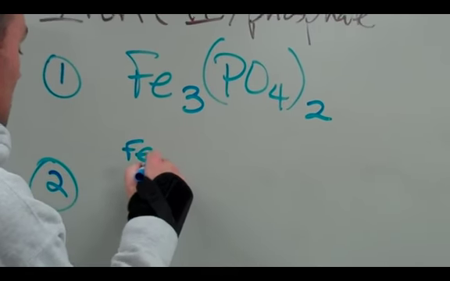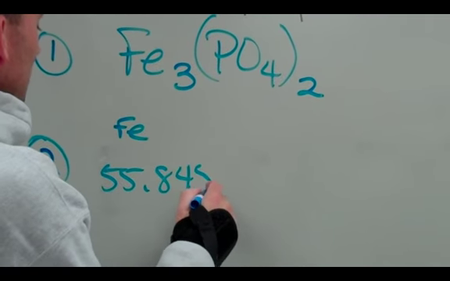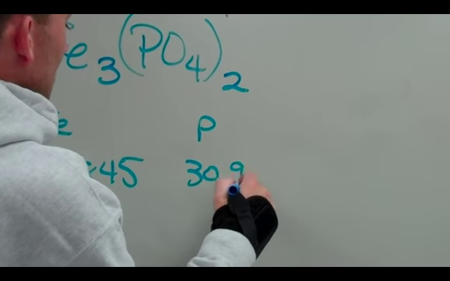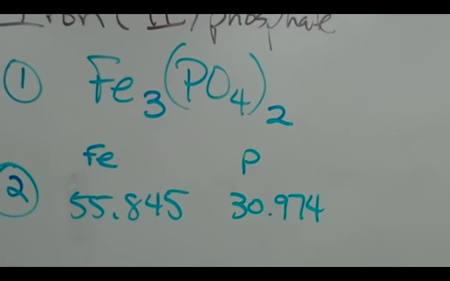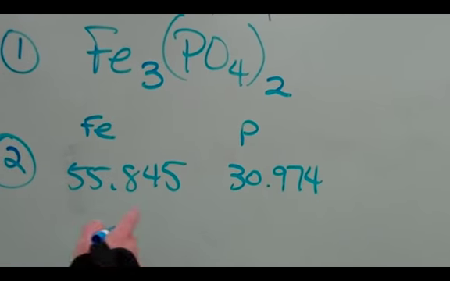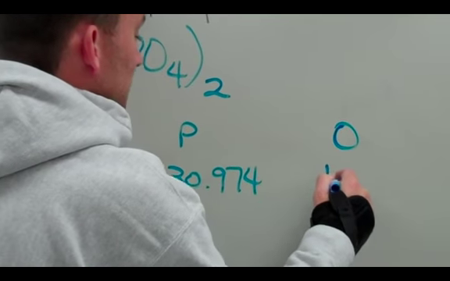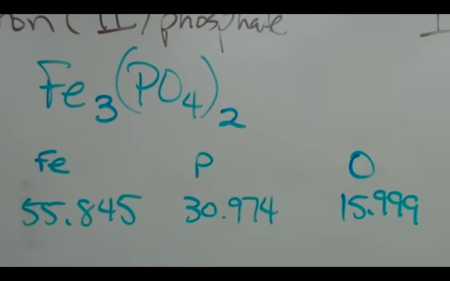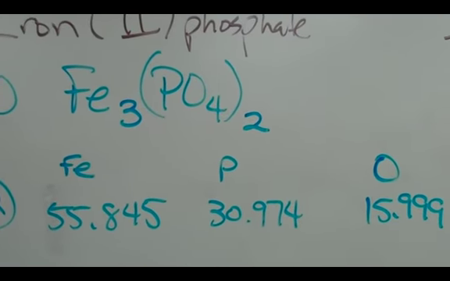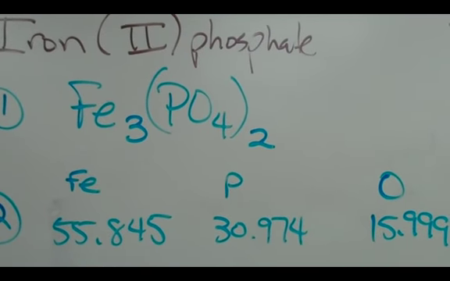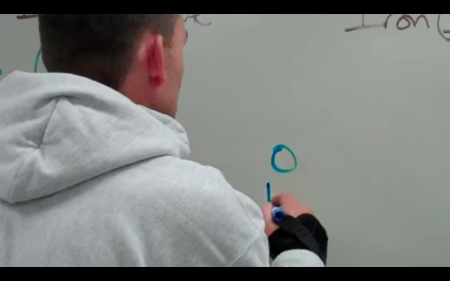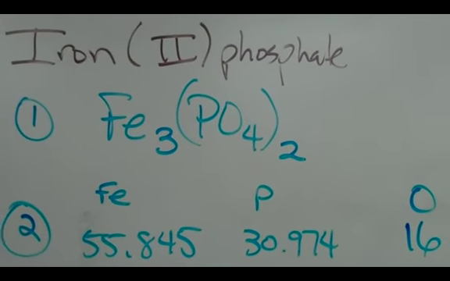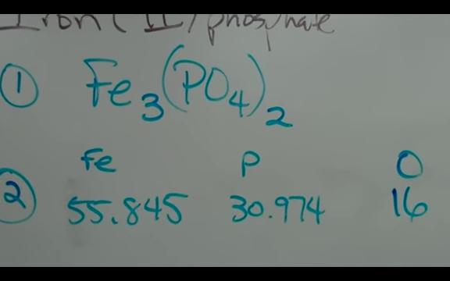Iron is 55.845. Phosphorus is 30.974. And oxygen is going to be 15.999. We will use oxygen in almost every molecule or formula that we write, so typically we can round oxygen to 16. If a test or a quiz gives you oxygen to be 15.999, use that number.